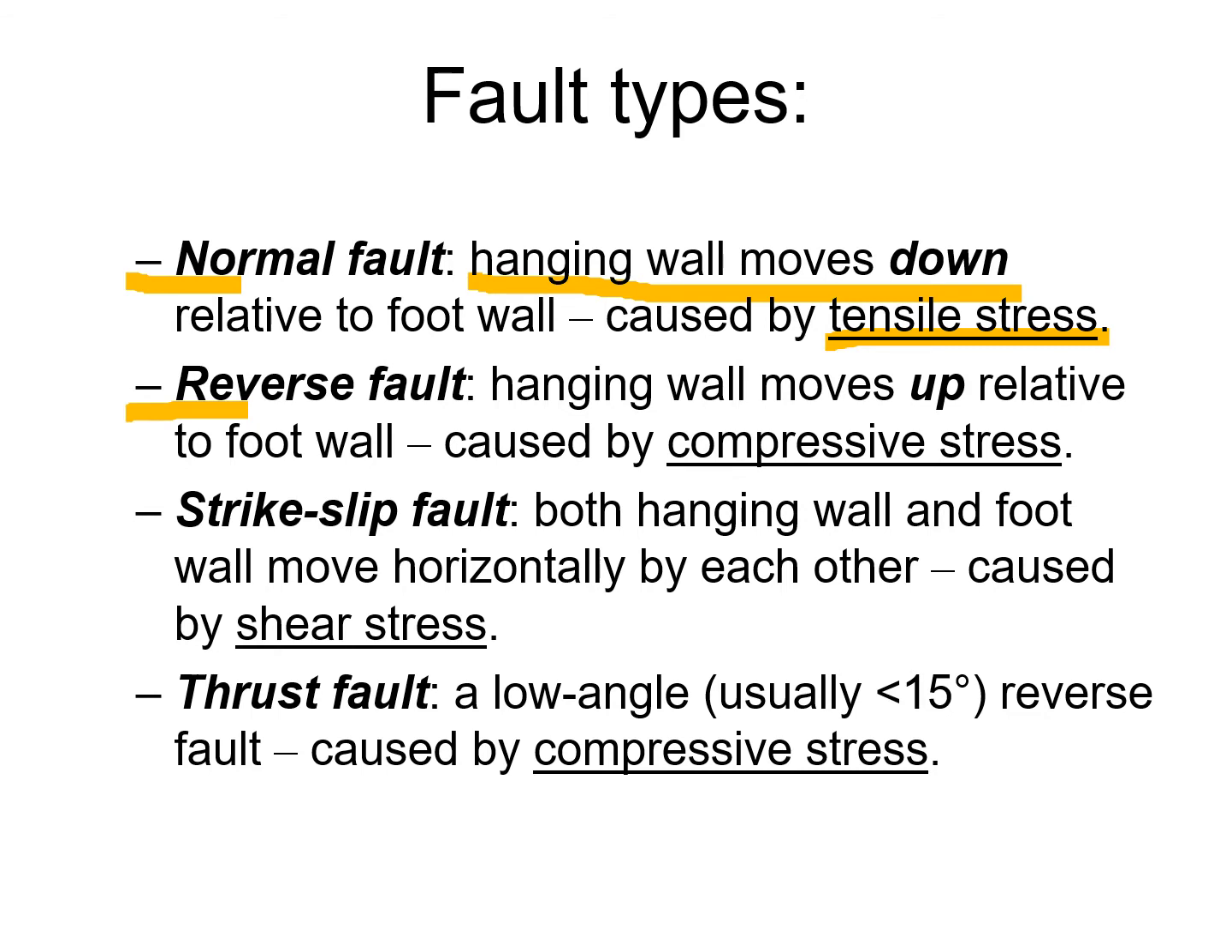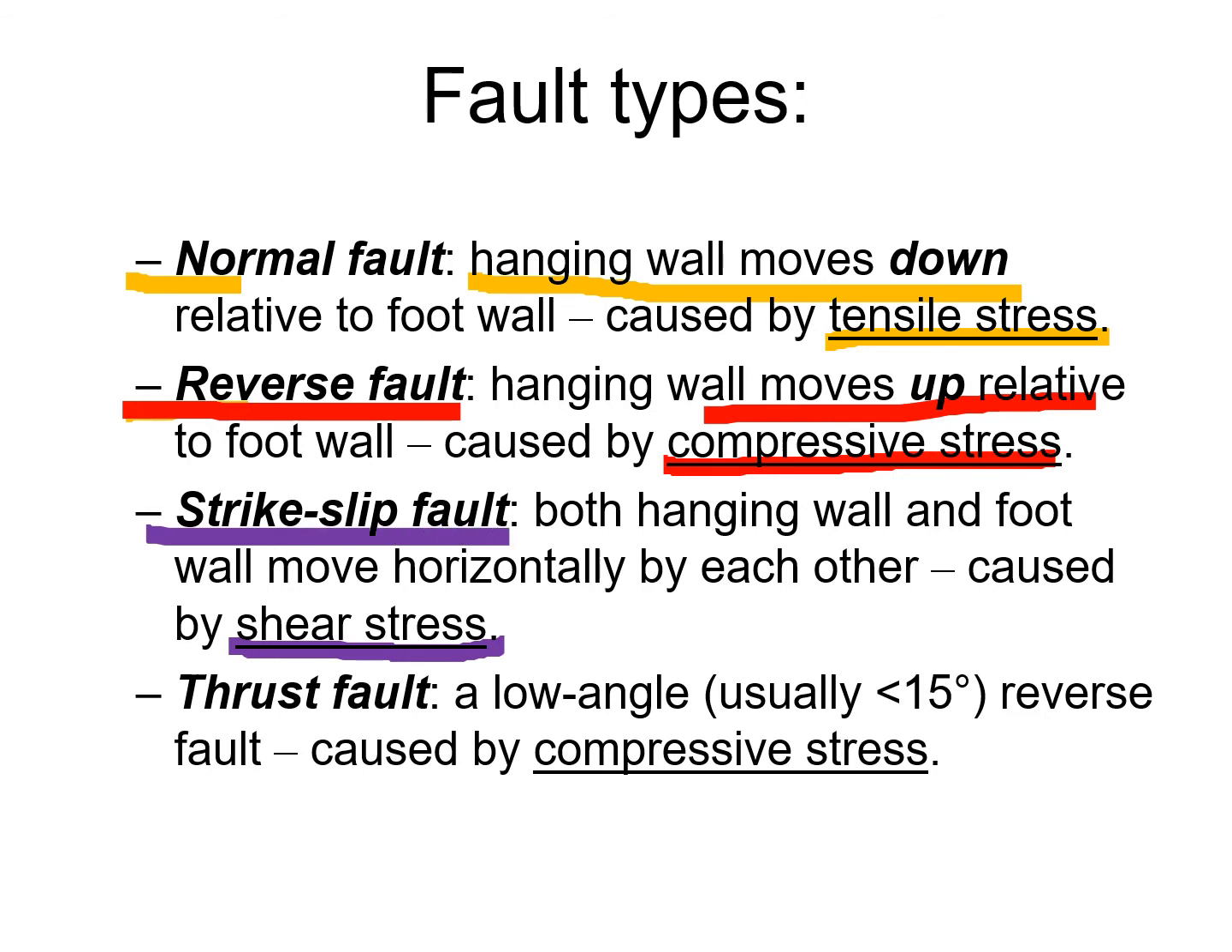For a reverse fault, the hanging wall is pushing up. It's being pushed up relative to the footwall, and this is being caused by compressive stress. Now with a strike-slip fault, you don't really have too much vertical movement here, but it's more shear stress. It's more side to side. Now the San Andreas Fault is a great example of a strike-slip fault.